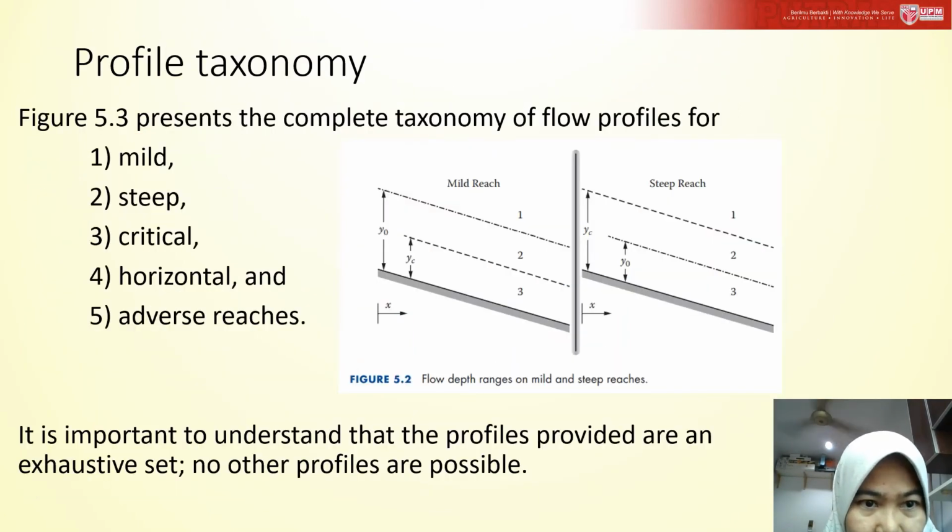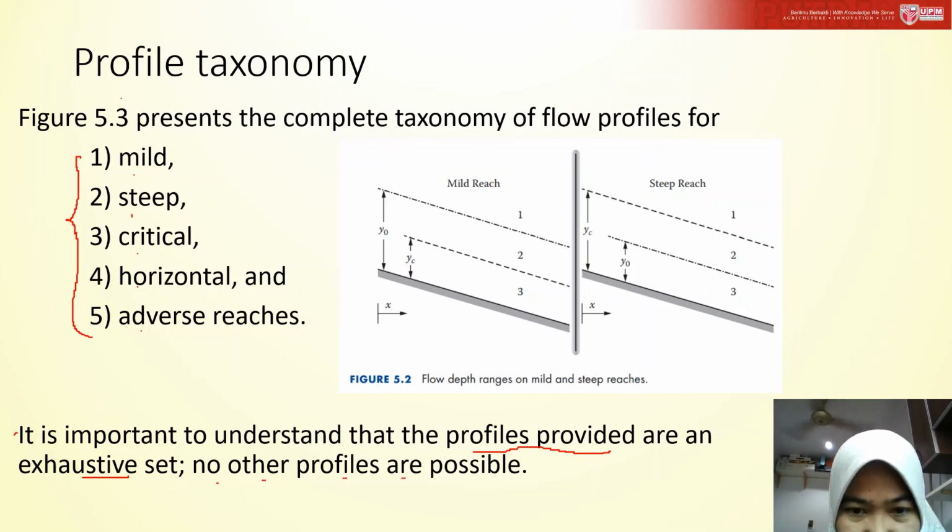As I told you just now, for profile taxonomy, there are 5 different types: mild, steep, critical, horizontal, and adverse reaches. In figure 5 in the textbook, the figure presents the complete taxonomy of flow profile for all these types of reaches. It is important to understand that the profiles provided are an exhaustive set, which means no other profiles are possible.